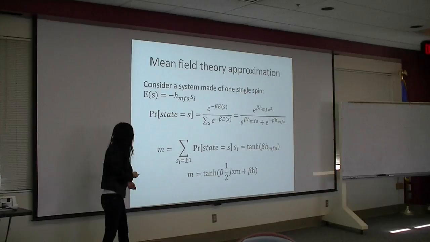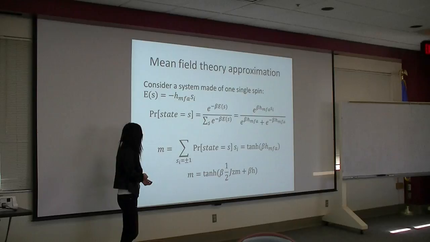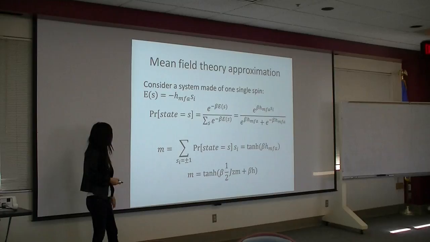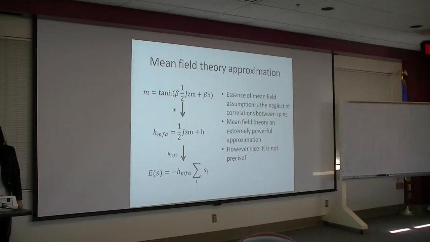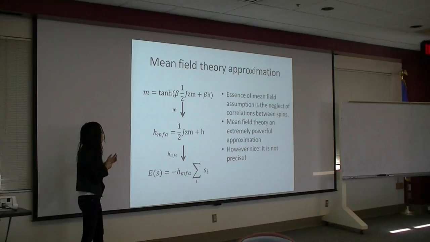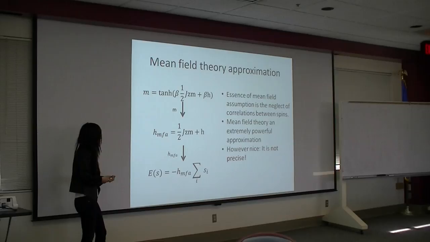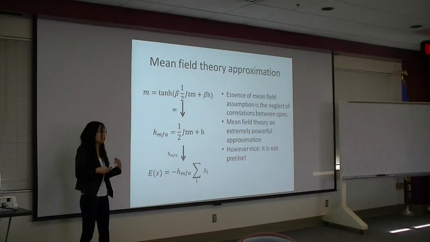And then we can get this equation. From this equation, we can calculate the average value of the spin. After we have calculated the average value of the spin, we can substitute it into the magnetic field approximated by the mean field theory. And then we can easily calculate the energy for each state. At that point, we can use this energy to calculate the Boltzmann factors, and we can get all of the properties of the system. So this is the mean field approximation.